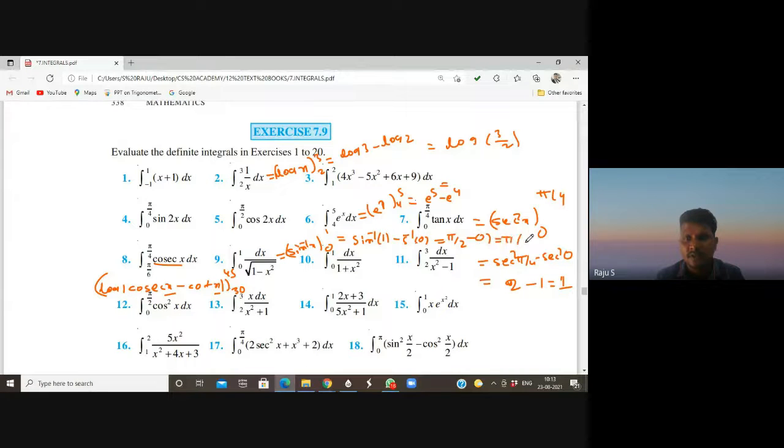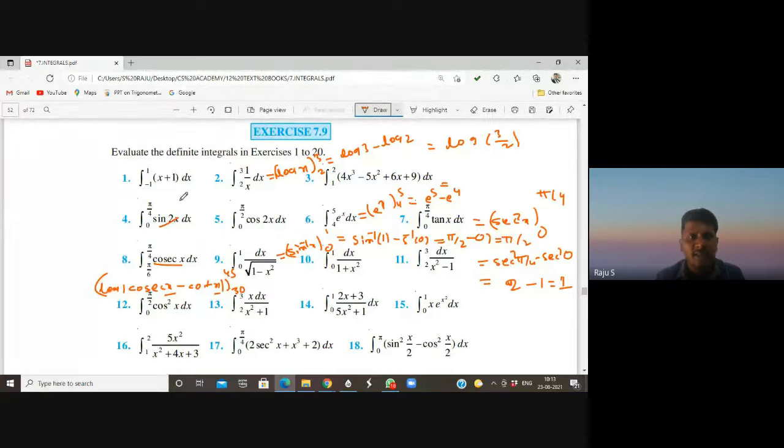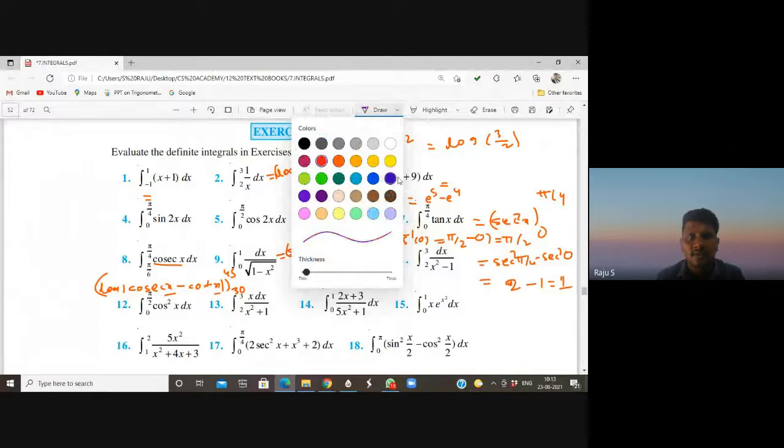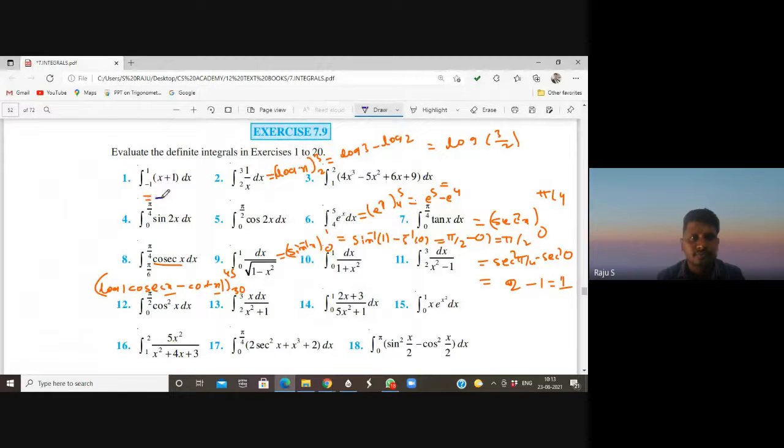The answer is pi by 2. Roughly I am explaining, because compared to indefinite, definite integrals are easy. Sin 2x is there. What is the integral of sin 2x? The integral of sin 2x is minus cos 2x, the whole divided by 2. From where to where are the limits? 0 to pi by 4.